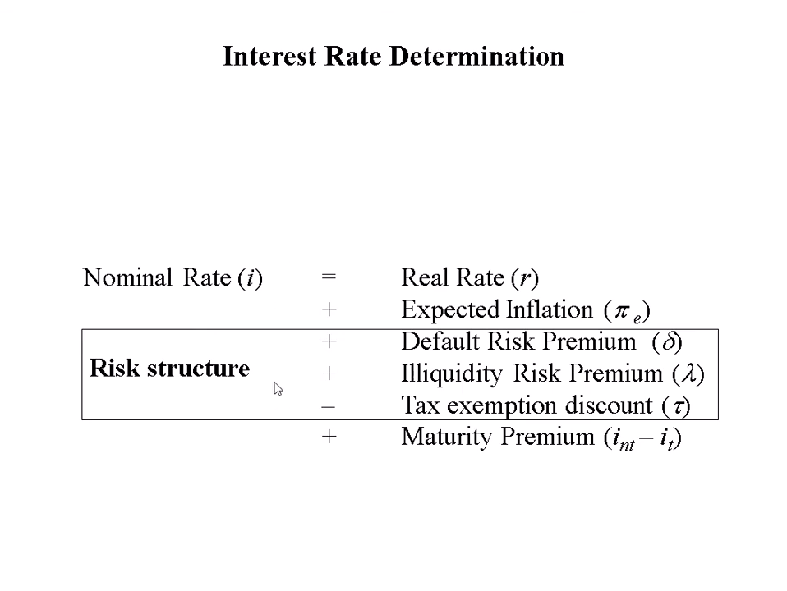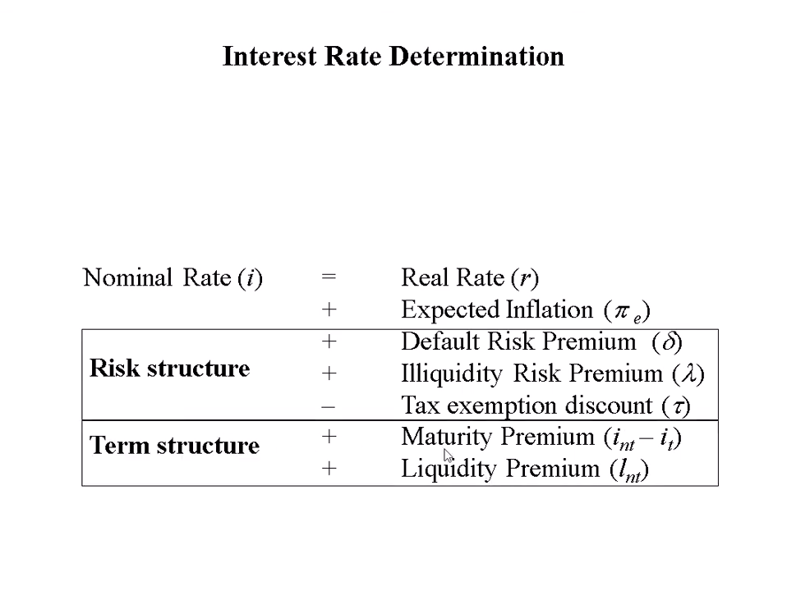Okay, so before this section, all we had was the nominal rate of interest equal the real rate of interest plus expected inflation. That's the Fisher effect. We might have some default risk. We got to add that in. We got to add in some illiquidity risk. We have to maybe subtract off a tax exemption discount if the instrument has tax-free coupon payments. We have to add in maturity premium. So up to this point, we're talking about maybe 1-year bonds, right? But we might be talking about 10-year bonds. So we have to add in a maturity premium. And we also got to add in a liquidity premium. And these two together are called the term structure.